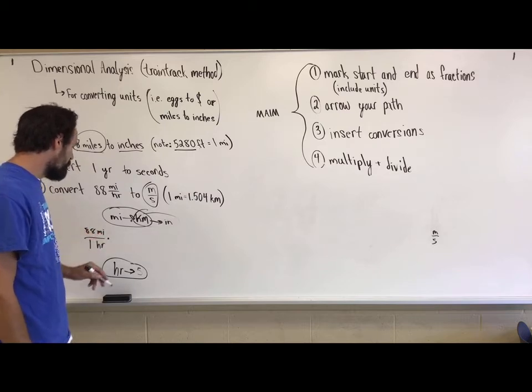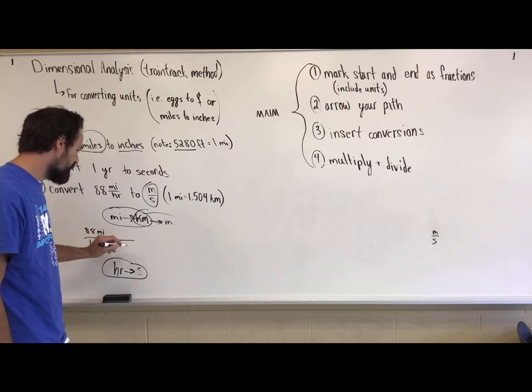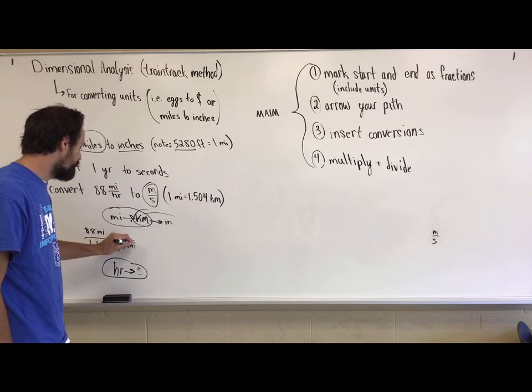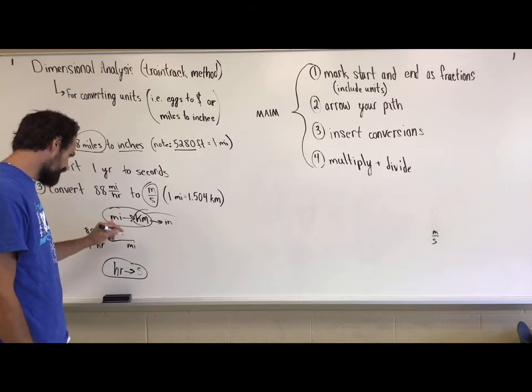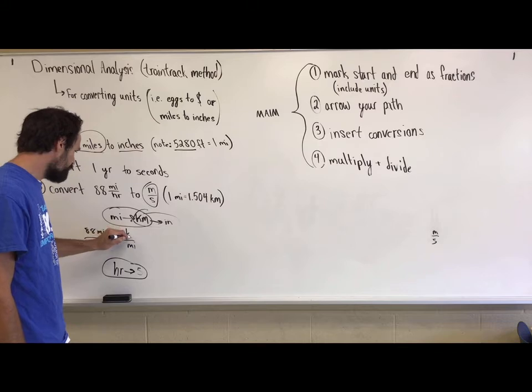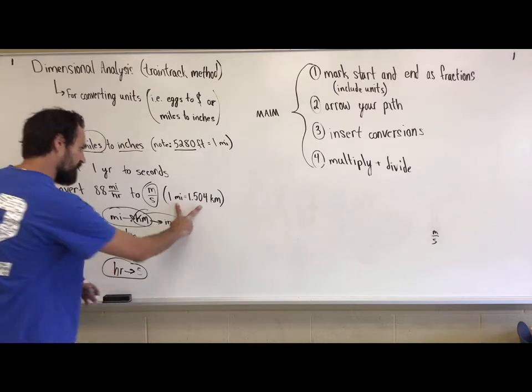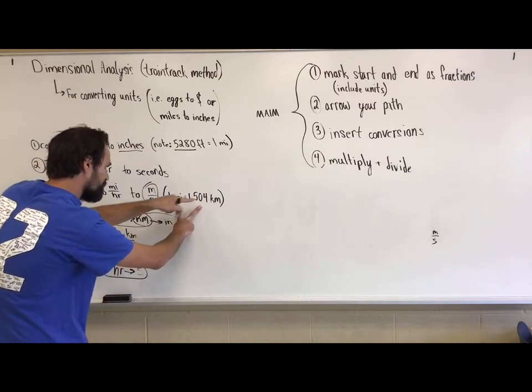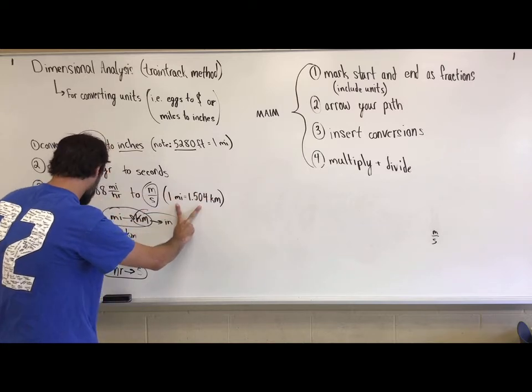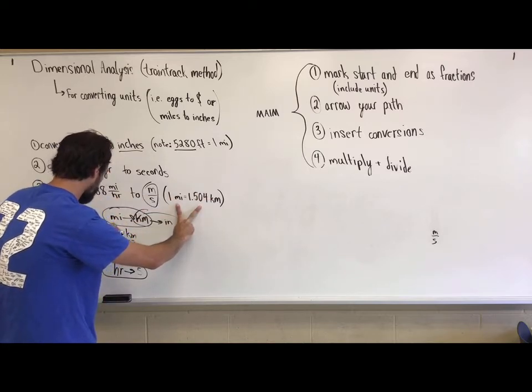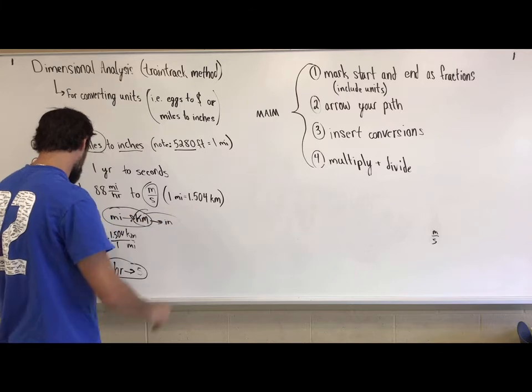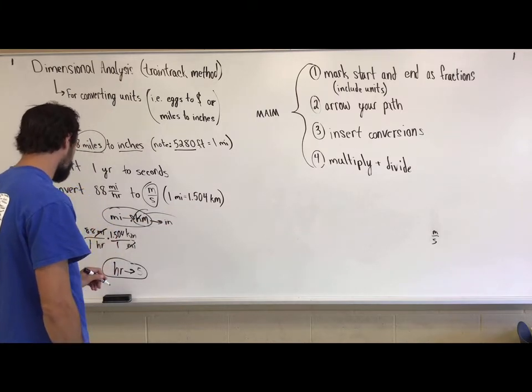So we want to cancel out miles, which means miles has to go in the denominator. And we're going from miles to kilometers. How many miles equals how many kilometers? 1 mile equals 1.504 kilometers. Okay? So now we've canceled out miles.